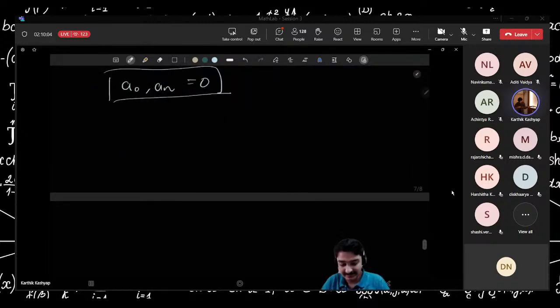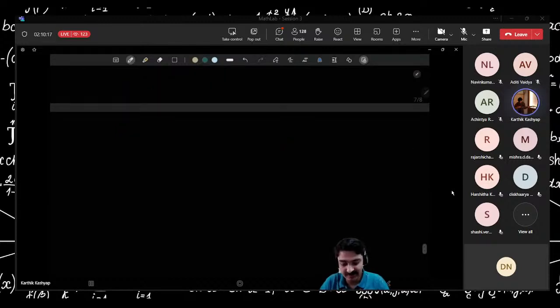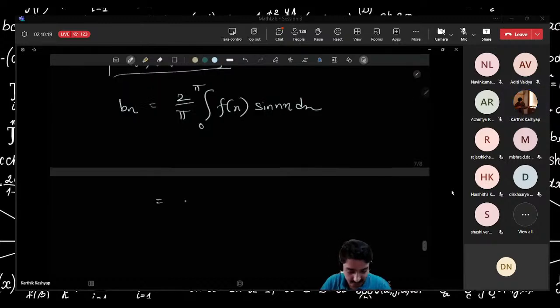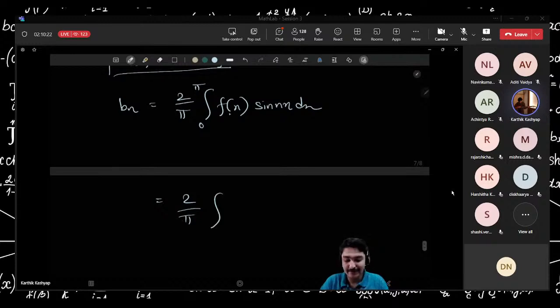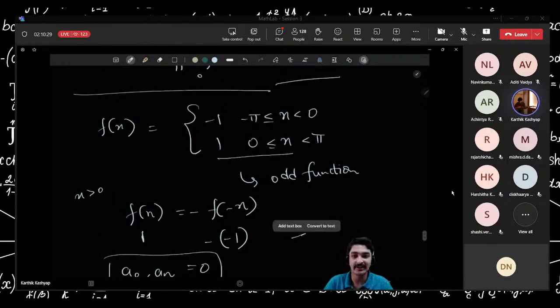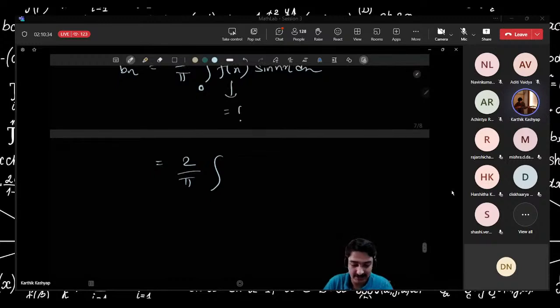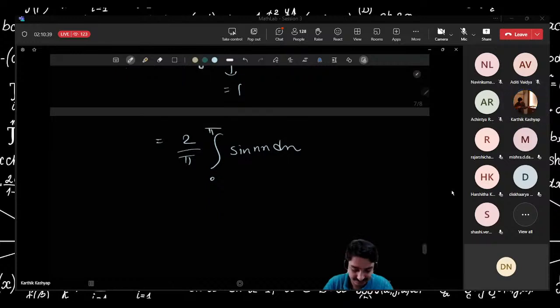Similarly, for bn, we can just take that as 2 by pi times the integral from 0 to pi of f of x sine nx dx. If we substitute, notice f of x is always 1 from 0 to pi, and our limits are 0 to pi anyway. So f of x is always equal to 1. So this is just the integral of sine nx dx from 0 to pi.